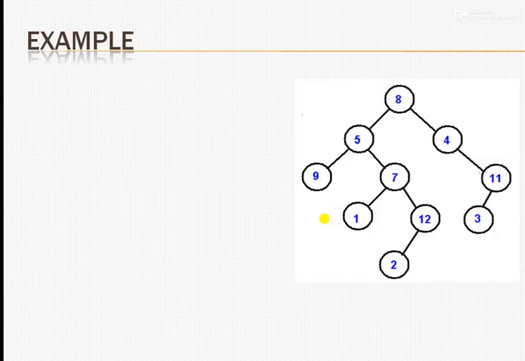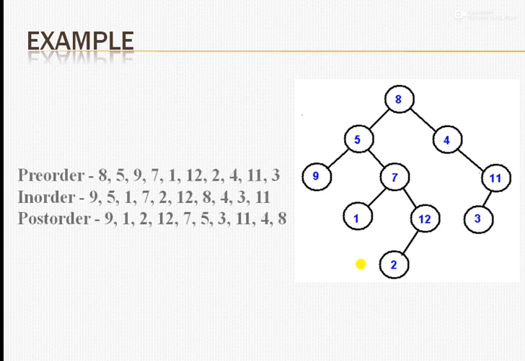So let us see another example. Say this is a binary tree which is given to you. Now if you want to follow the sequences like pre-order, in order, or post order. In pre-order the sequence was root, left, right. So root, then the left branch, 5 is printed, then 9, right? Then I'll come here, 7 will be printed, then 1, then 12, then 2, right? Then next will be printed 4, then 11, then 3.